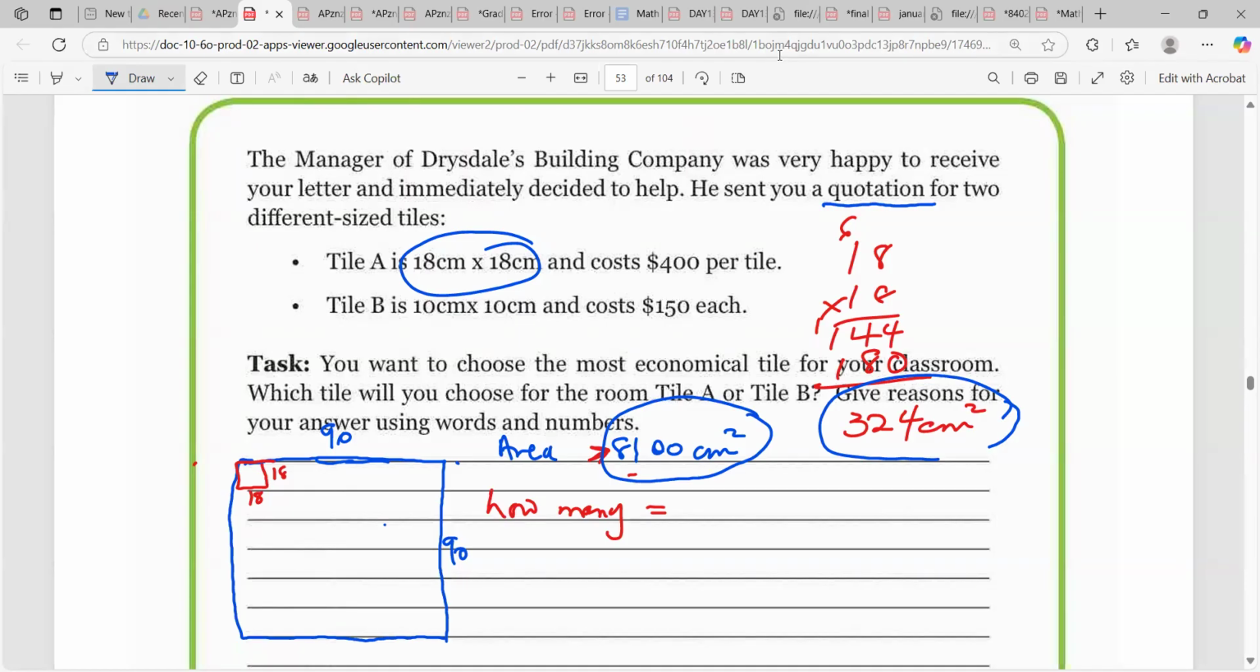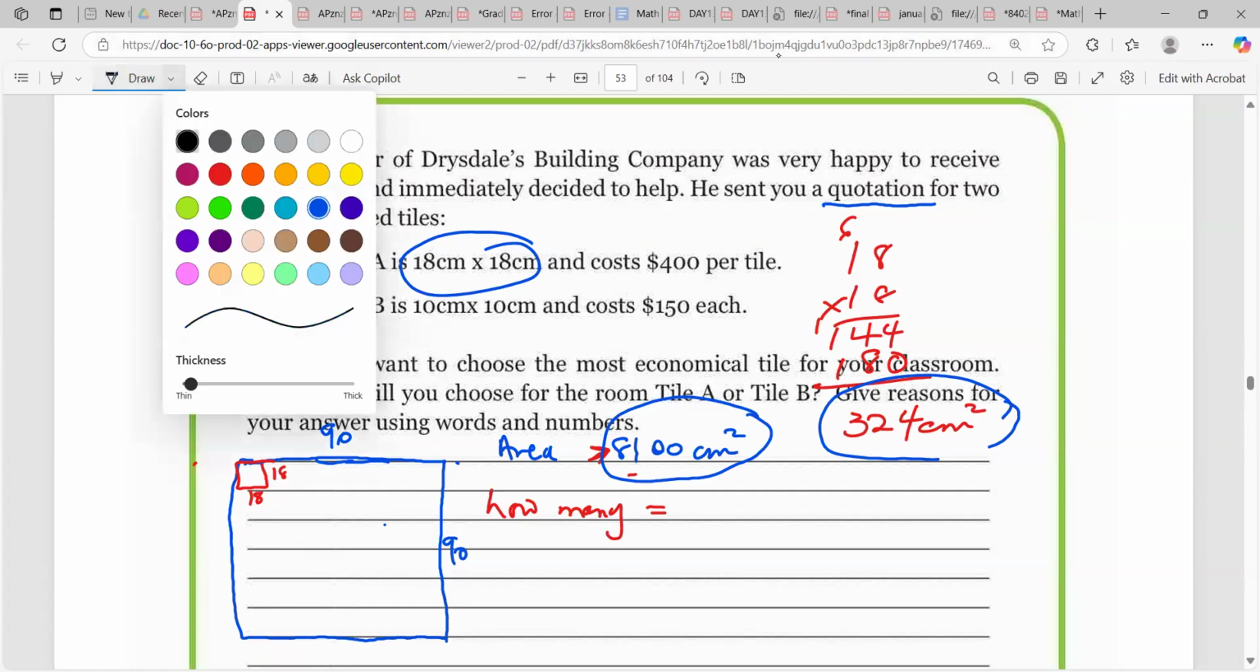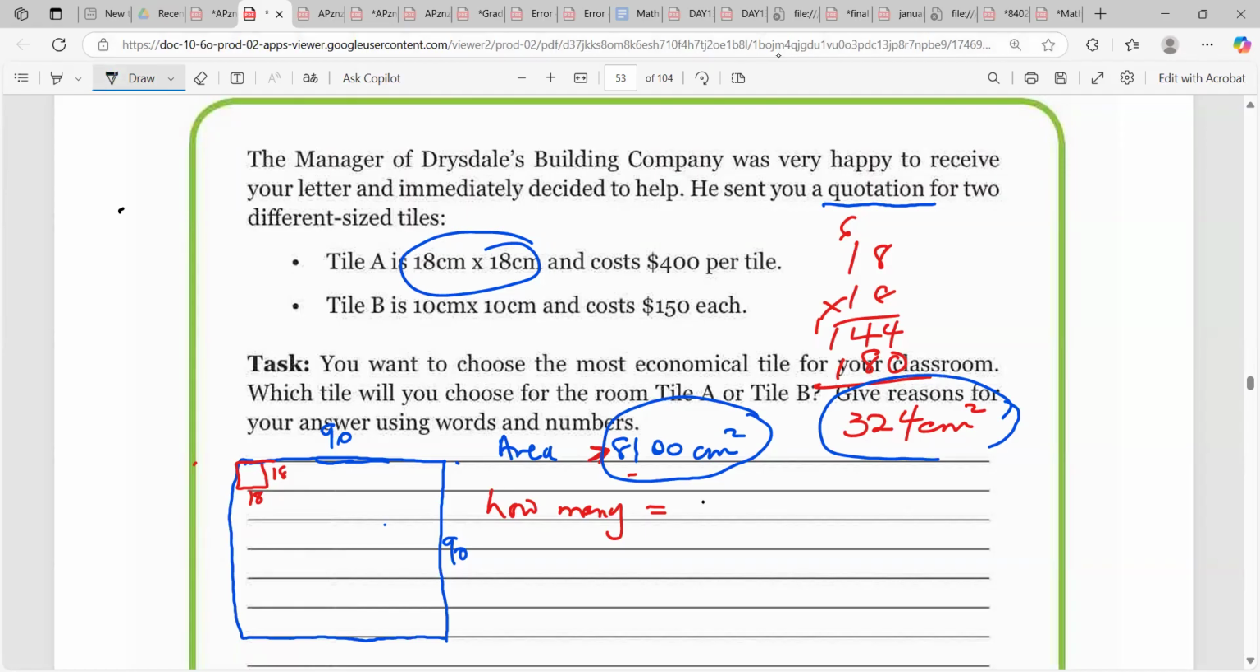Divide the area by the number of tiles. All right, I agree. It would be the area of the room divided by the area of one of the tiles. So we're going to divide 8100 by 324, and that will give us how many tiles we actually need.